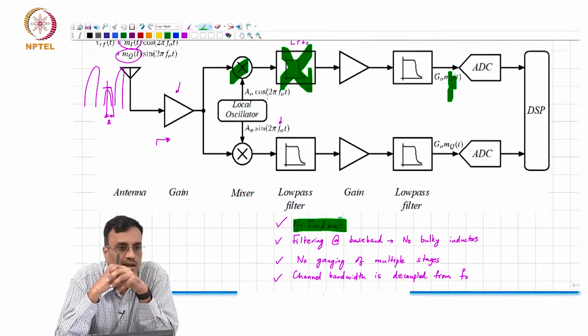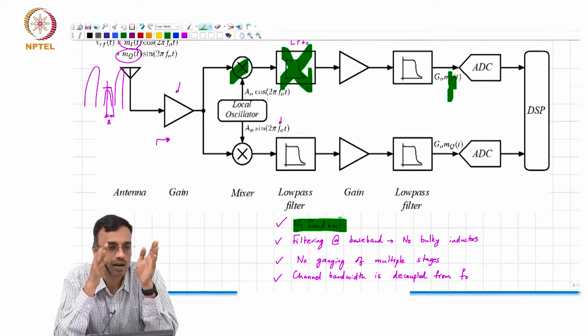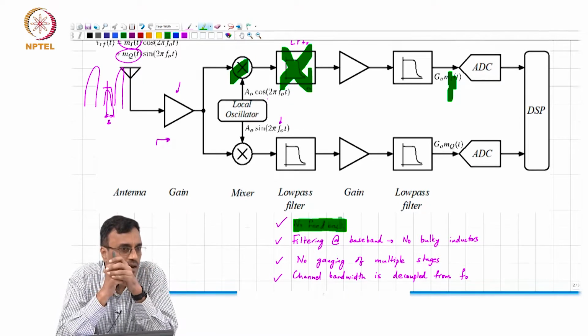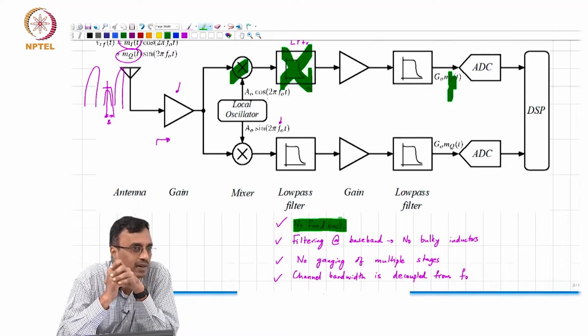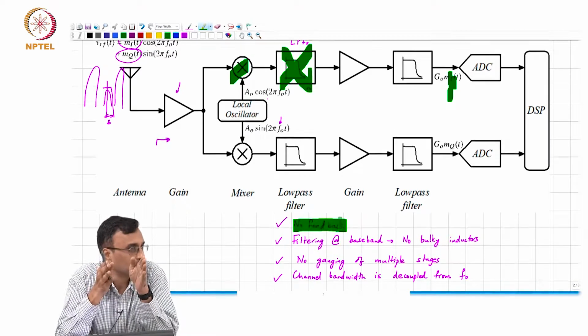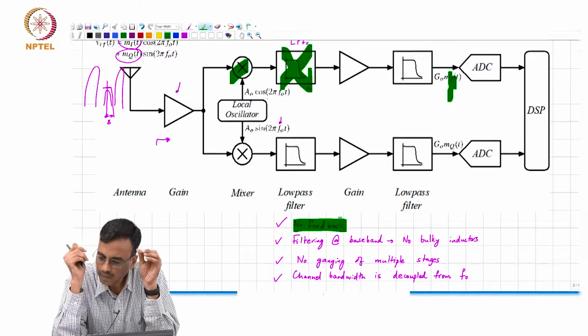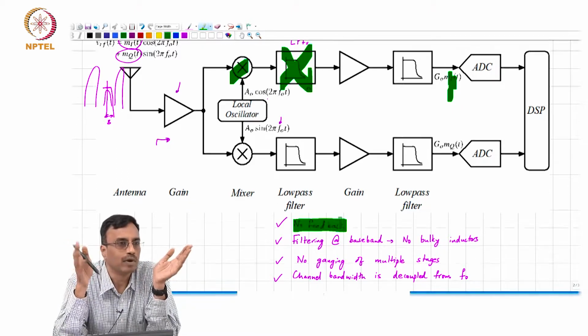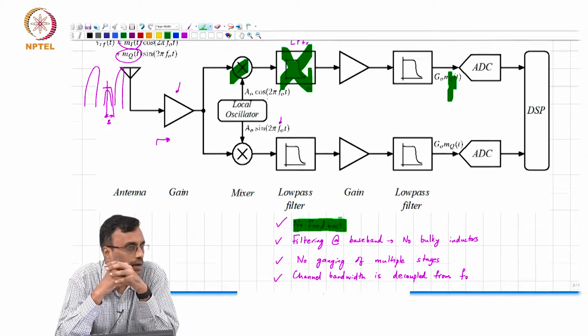The selectivity is obtained at baseband, and it's much easier to make a sharp low pass filter than it is to make a sharp high frequency band pass filter. And the channel bandwidth is decoupled from the center frequency.